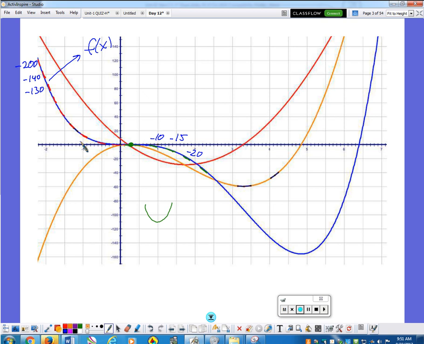Not the x. Oh, the y. Not the y. Oh, either. The tangent slope. Tangent slope. Because I got now. You're good.